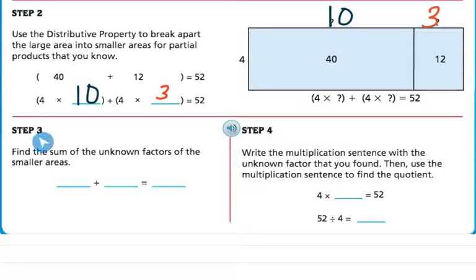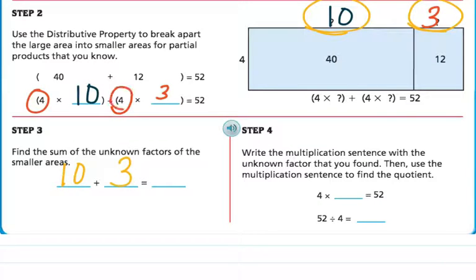The next step is step 3. It says, find the sum of the unknown factors of the smaller areas. So when we go back up here, we can circle in yellow the unknown factors. So the unknown factor in those 2 cases is 10 and 3, because that's what we just solved for. Notice, students, that 4 is the same and 4 is the same.